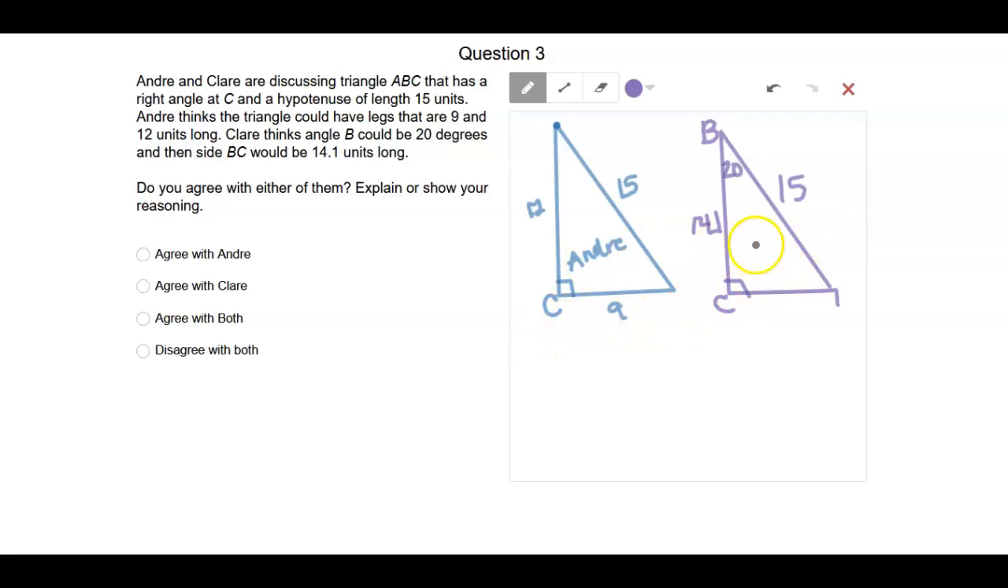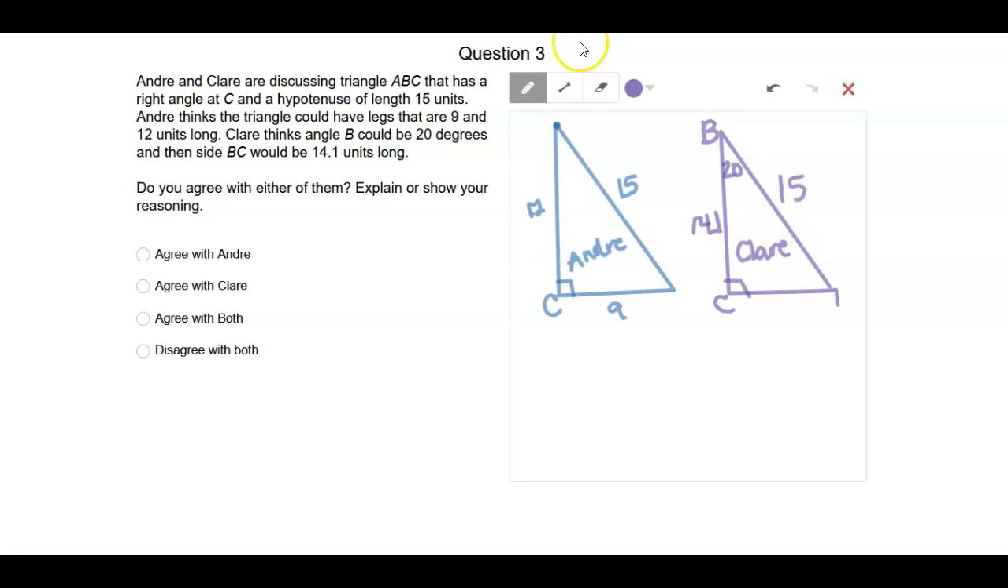So do you agree with either Andre or Claire? Okay, so Andre says 12, 9, and 15. Claire says 14.1, a 20-degree angle here, and 15 right here.